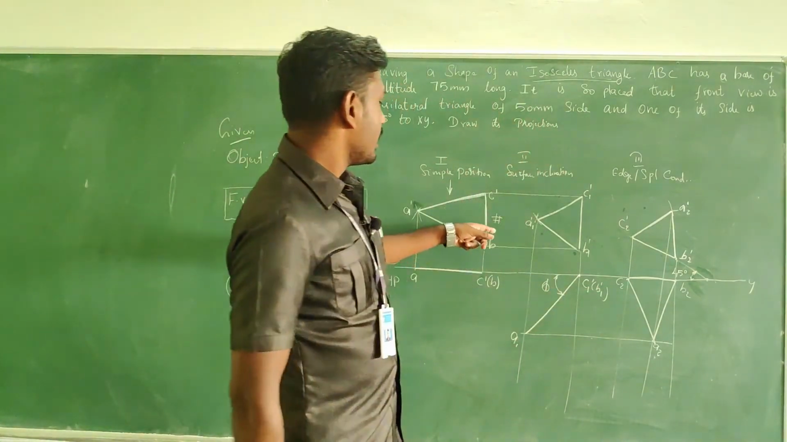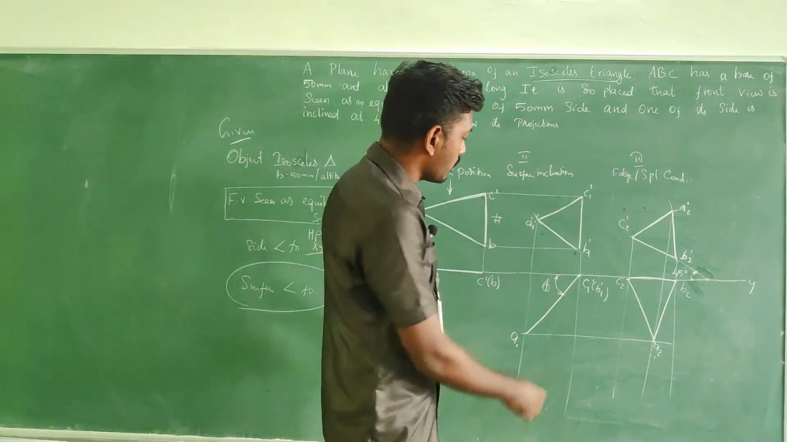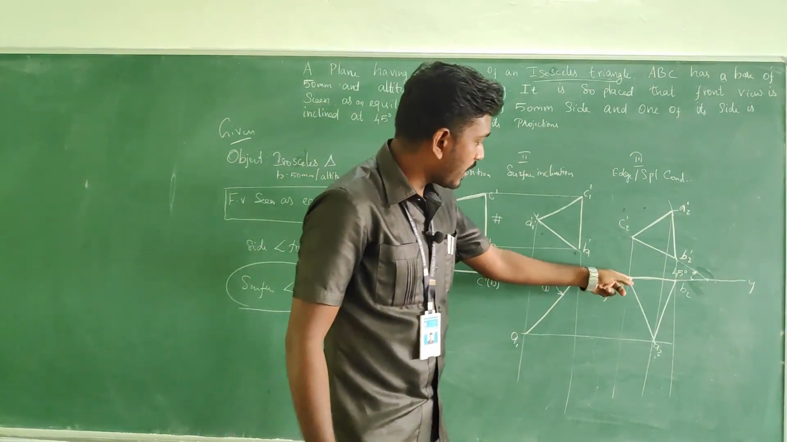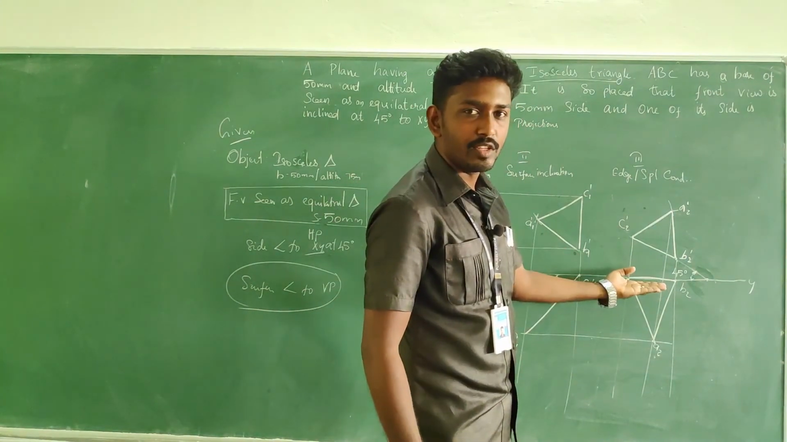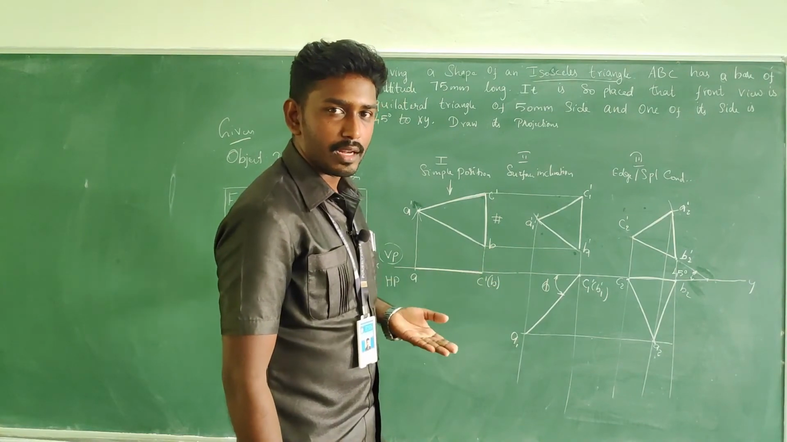And see, here we have fixed CB as a resting one, right? Here you can see the CB just on the HY line. In the final top view, it is clearly seen that the CB edge is lying on the HY line, on the VP, right? Fine.